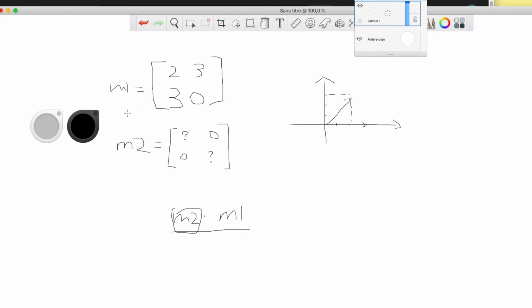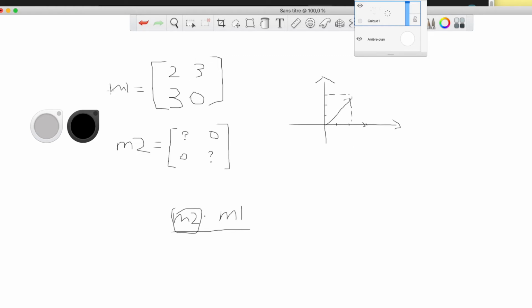For those of you who don't know about the matrix on the graph, for example this M1 matrix, this 2 3 can be represented as a vector on the graph. So x equals 2 and y equals 3, so this vector represents these two numbers here. And this 3 0, it's x equals 3, y equals 0, so this arrow represents the second column.